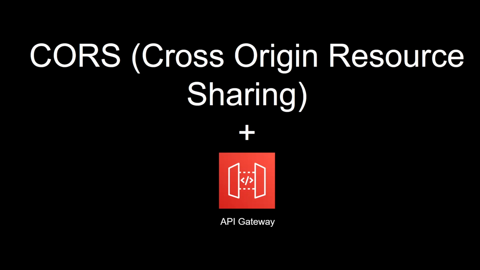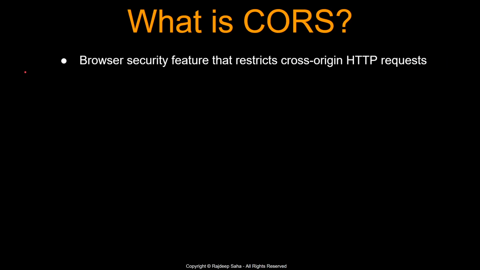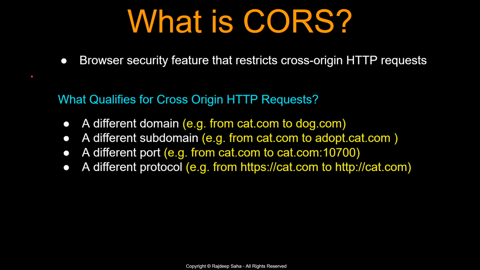In this lecture, we're going to learn about CORS with API Gateway. So what is CORS? CORS stands for Cross-Origin Resource Sharing. But what does it really mean? It is a browser security feature that restricts cross-origin HTTP requests. So what does it mean by cross-origin HTTP requests?